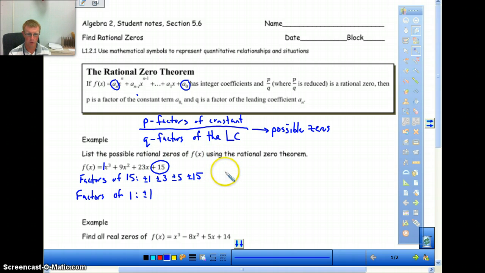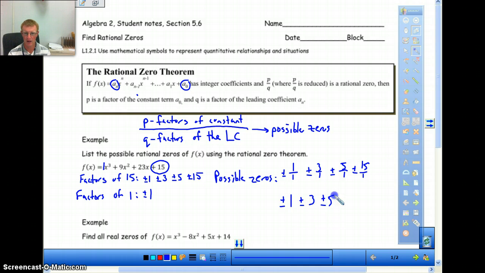So now when we write our possible rational zeros, we're going to simply write fractions. The top is going to be the factors of 15, and the bottom is going to be the factors of 1. Since we have plus or minus 1 on the bottom only, we're going to have simple possible zeros of plus or minus 1 over 1, plus or minus 3 over 1, plus or minus 5 over 1, and plus or minus 15 over 1. You can just rewrite those as plus or minus 1, plus or minus 3, plus or minus 5, and plus or minus 15. So those are what our possible rational zeros would be if we were actually solving this or trying to factor it, things like that.